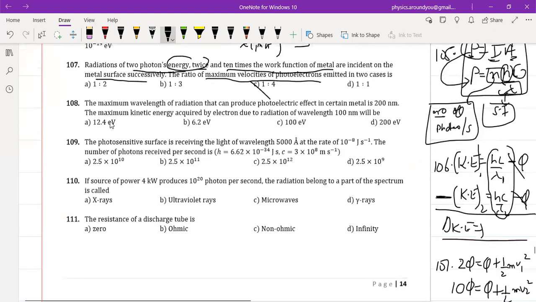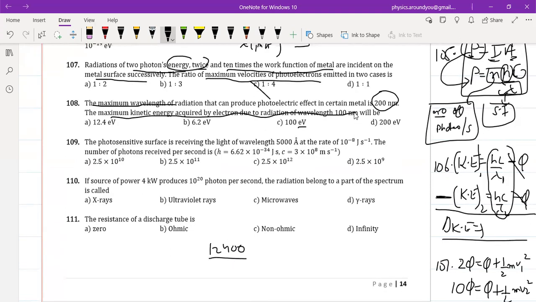Now question number 108. Maximum wavelength of radiation that can produce a photoelectric effect. Wherever they say maximum wavelength, they are indicating the threshold wavelength. So 200 nanometer is the threshold wavelength. If they say minimum frequency, that would be threshold frequency. Whenever they say maximum wavelength, that is the threshold wavelength. Now, what is the maximum kinetic energy acquired by electron due to radiation of 100 nanometers? Again, every option is in eV. So what will I do?